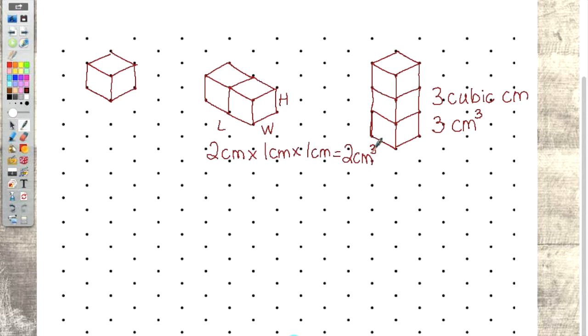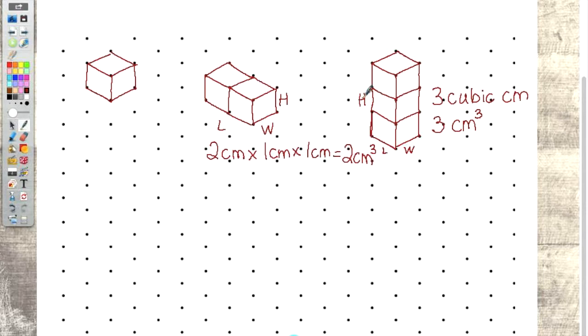No. 2 times 1 is 2. And 2 times 1 is 2. Don't accidentally add. Okay, so the next one. This right here would be your length. Your L's right here. This would be your width. And your height would be on the side. Doesn't matter which side. Okay?